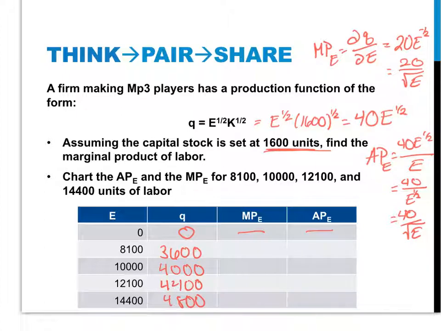And so to find the marginal product of labor, we have E is equal to 8,100. So 20 divided by the square root of 8,100 gives us marginal product of labor of 0.222. And then 40 divided by the square root of E would be 0.4444. At 10,000, we get 0.2 and 0.4. At 12,100, 0.1818 and 0.3636. And then at 14,400, 0.1667 and 0.3333. Questions about that problem?